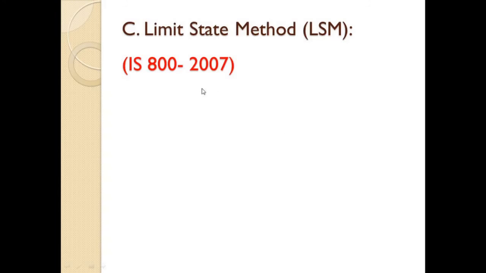For this method, we refer to the IS code, IS 800:2007. This method is the most rational method, which takes into account the ultimate strength of the structure and also the serviceability criteria of the structure. Or we can say it is the judicious combination of the working stress method and the ultimate load method. Meaning, in this method the limitations of WSM and the ultimate load method are overcome. So what is this method?